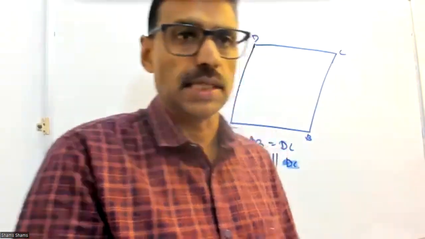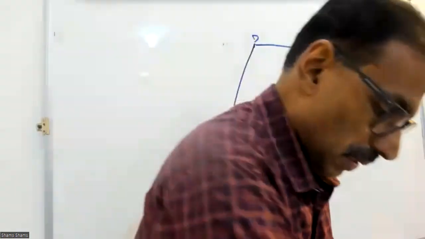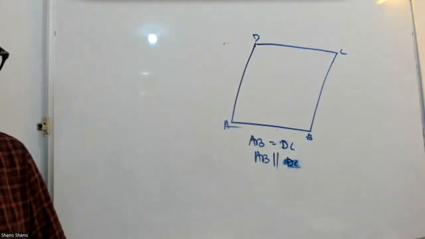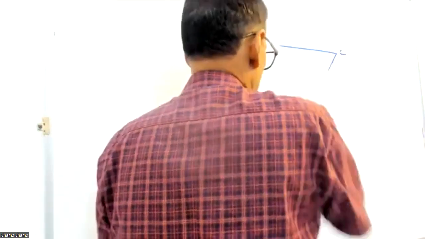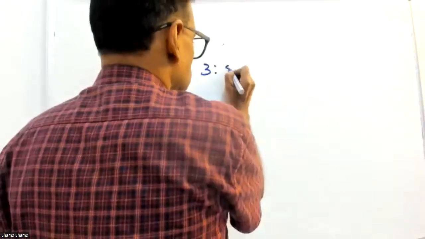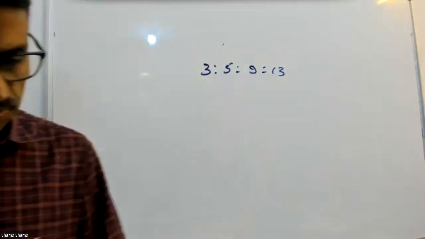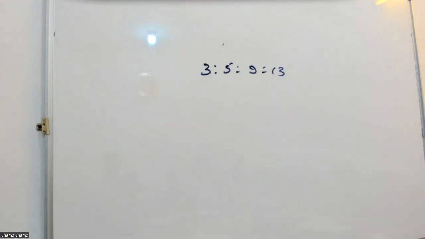I think GPS has a test on this chapter. Exercise one is a big one. Question number one: the angles of a quadrilateral are in the ratio 3:5:9:13. Find all angles.